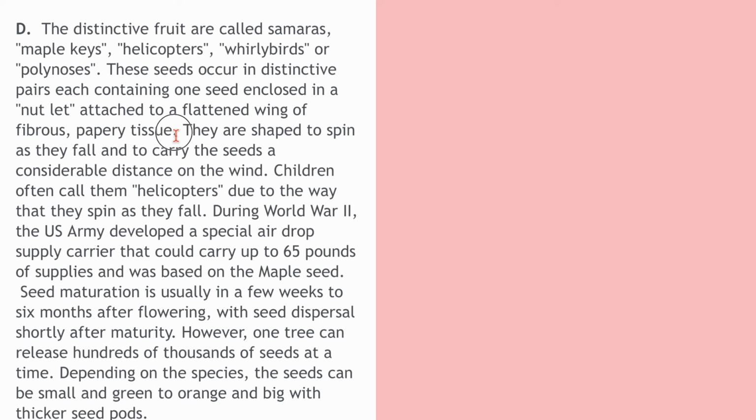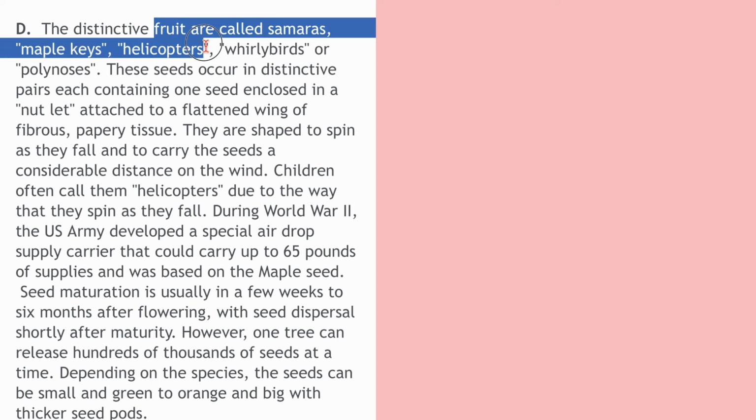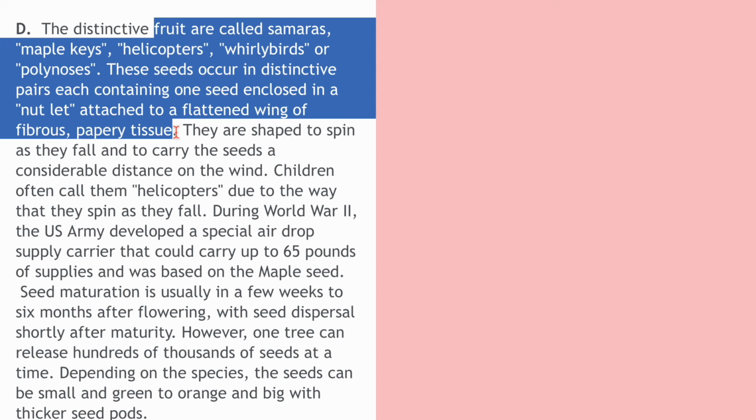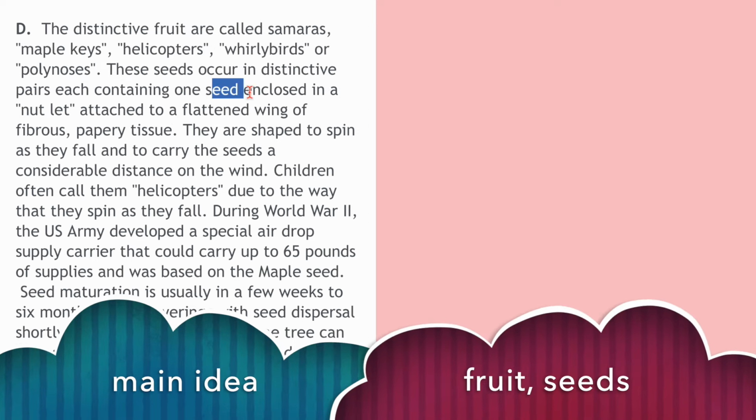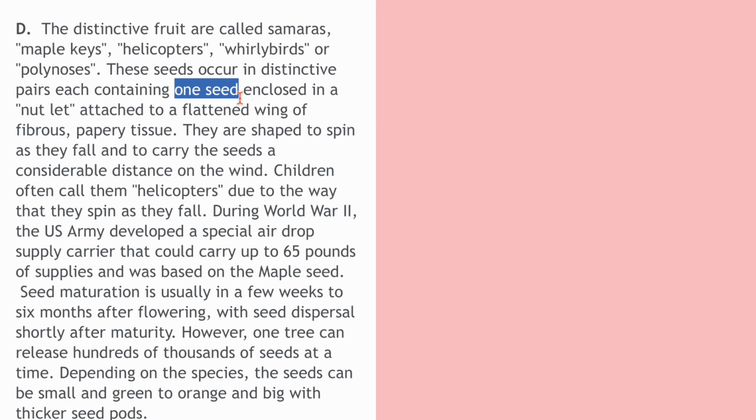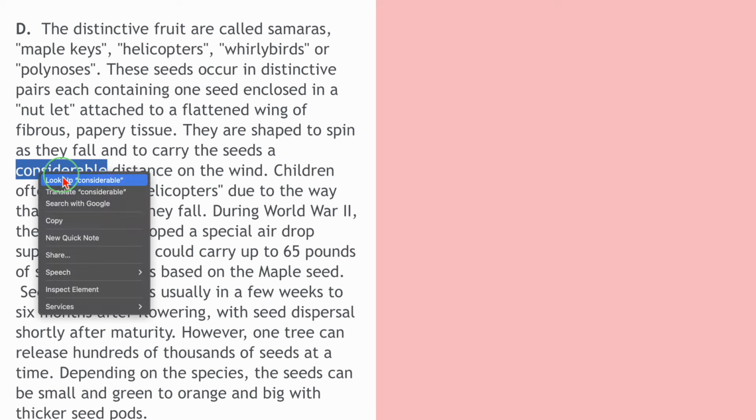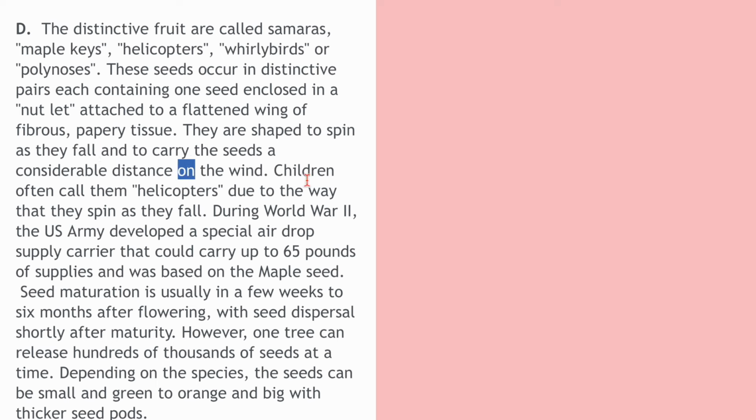So it's talking about the fruit, or some kind of seed containing one seed. Okay, so the seedlings. They are shaped to spin as they fall and to carry the seeds a considerable distance on the wind. So it says here that the seeds fall, but they are made in a way to travel a considerable distance. Children often call them helicopters due to the way that they spin as they fall.